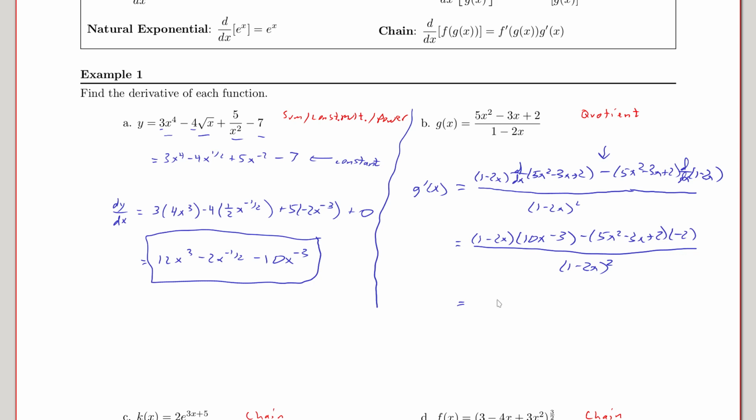And so this simplifies. If you go through and multiply everything on top, this is negative 10x squared plus 10x plus 1 over 1 minus 2x squared.